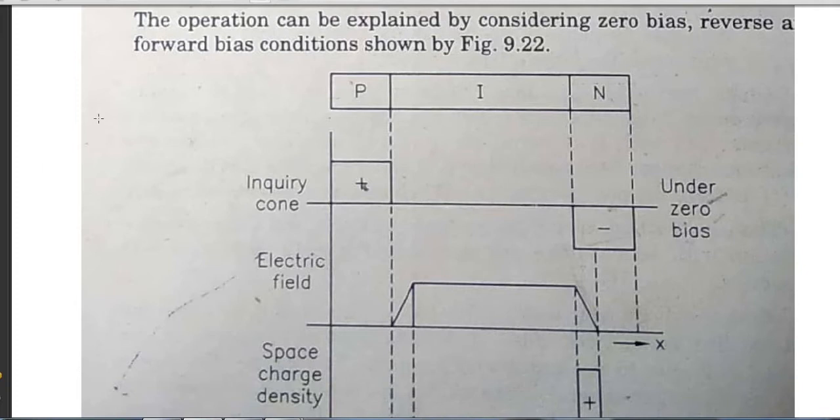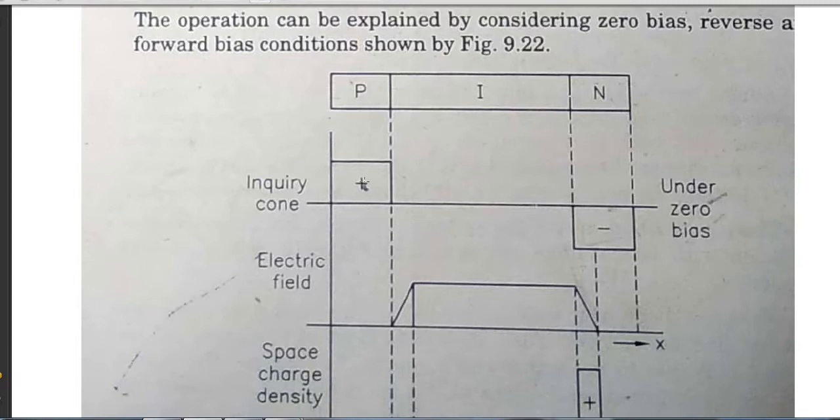Now let us see the operation of the PIN diode. The operation of the PIN diode can be explained by considering zero bias, reverse bias, and forward biased conditions. Now let us discuss these conditions one by one. In this picture we can easily see a simple structure of a PIN diode, and this is the case when it is under zero bias.